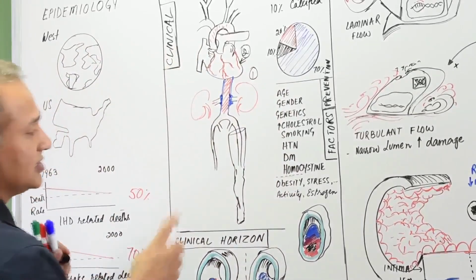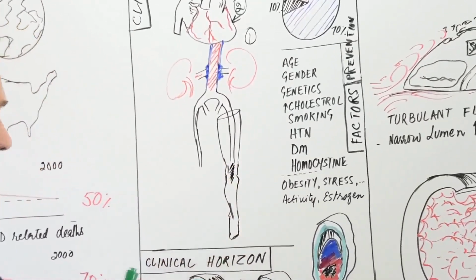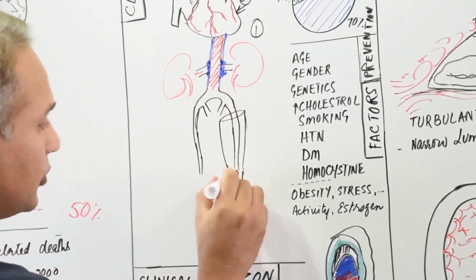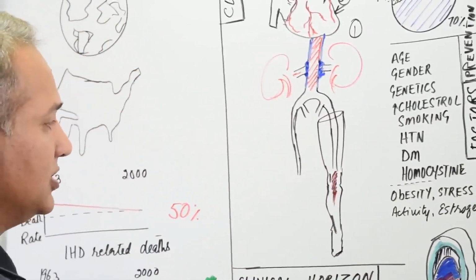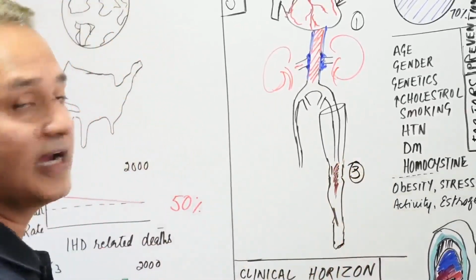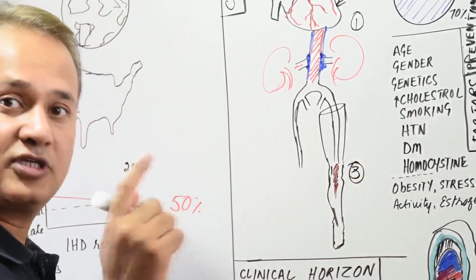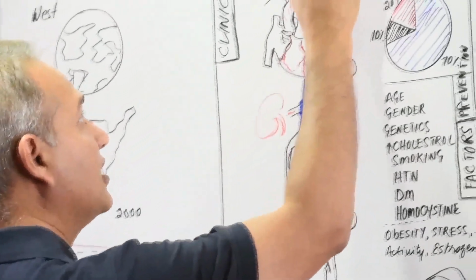Third largest is the popliteal, believe it or not. Popliteal artery aneurysms and thrombosis is the third most common site where atherosclerosis affects. And fourth, I think you have already been thinking about it.